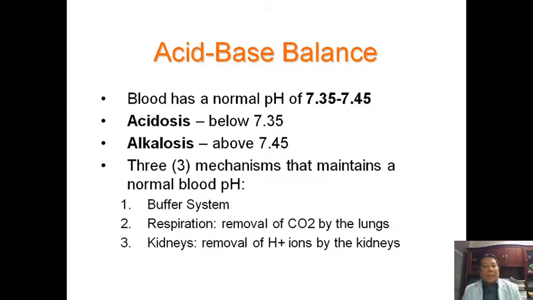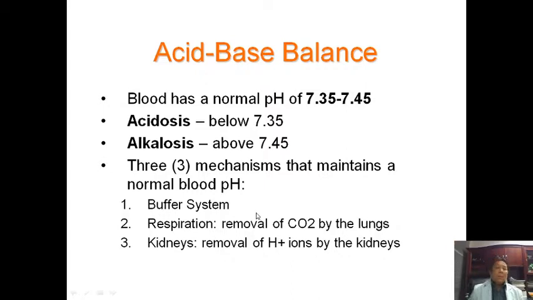So in order to maintain normal functioning of the body, a narrow range of pH values between 7.35 to 7.45 must be maintained. Any blood pH lower than 7.35 will be considered acidosis, and any blood pH higher than 7.45 will be considered alkalosis.